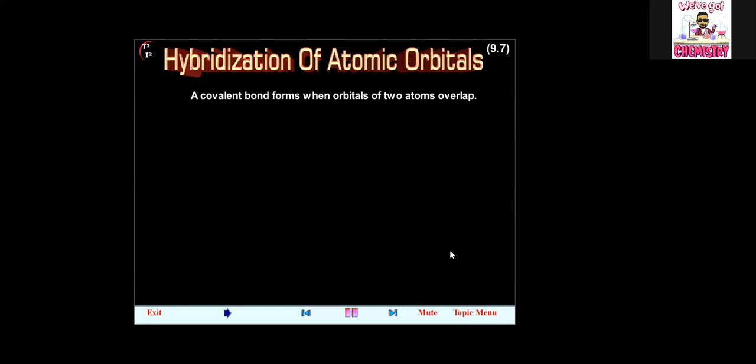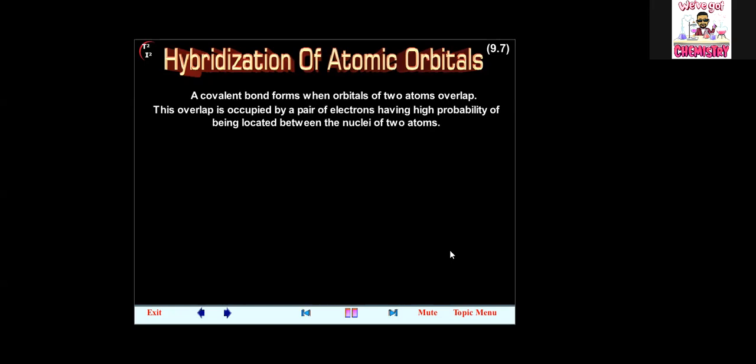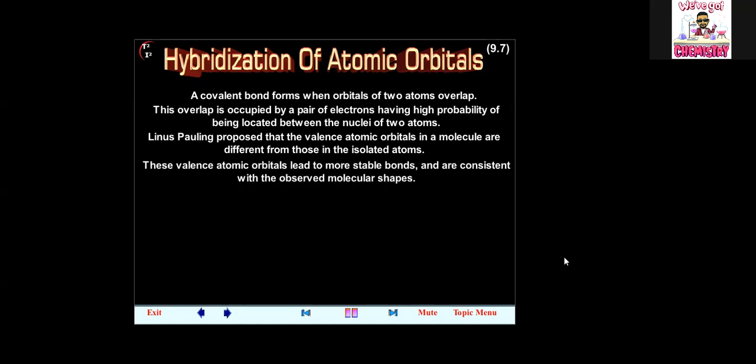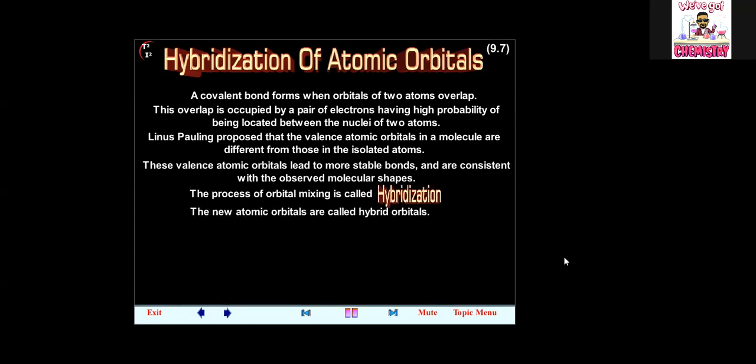A covalent bond forms when orbitals of two atoms overlap. This overlap is occupied by a pair of electrons having high probability of being located between the nuclei of two atoms. Linus Pauling proposed that the valence atomic orbitals in a molecule are different from those in the isolated atoms. These valence atomic orbitals lead to more stable bonds and are consistent with the observed molecular shapes. The process of orbital mixing is called hybridization. The new atomic orbitals are called hybrid orbitals.